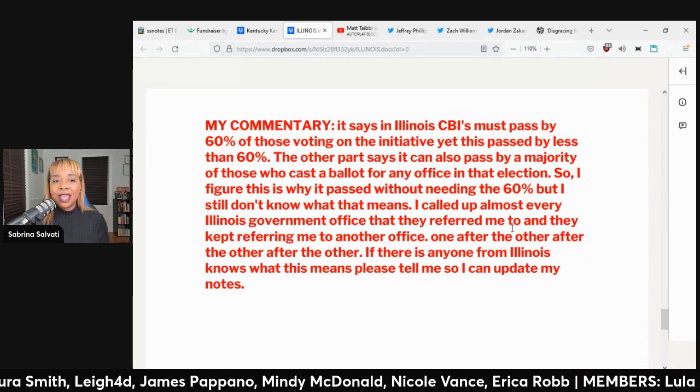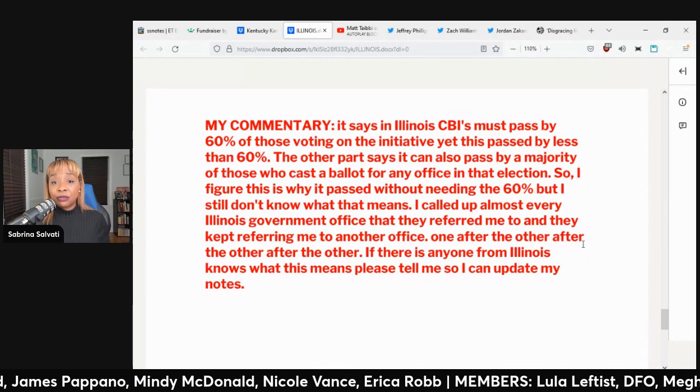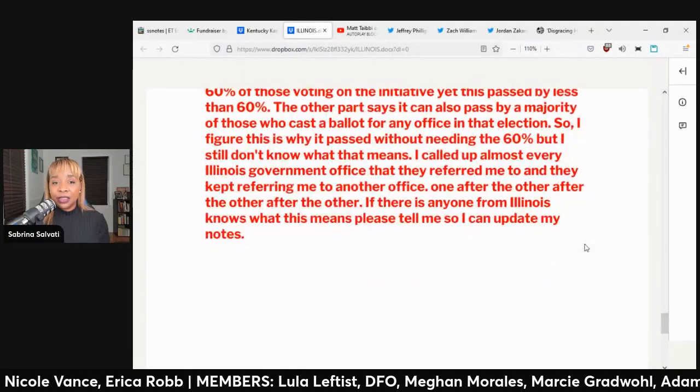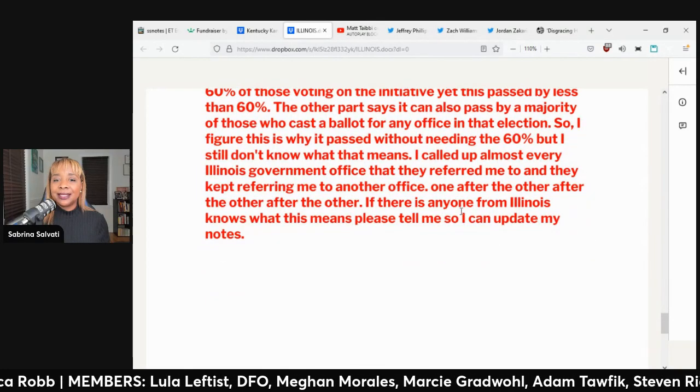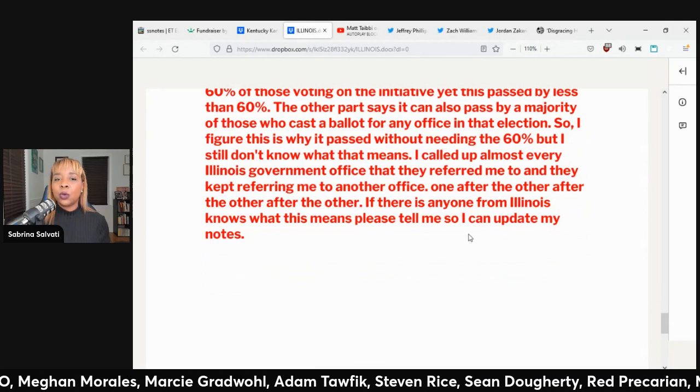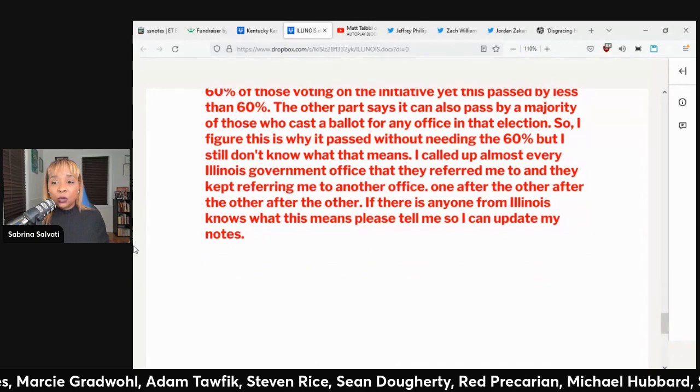I called up almost every Illinois government office that they referred me to, and they kept referring me to another office, one after another after another. If there is anyone from Illinois who knows what this means, please tell me so I can update my notes. So that's a note from Roger there.